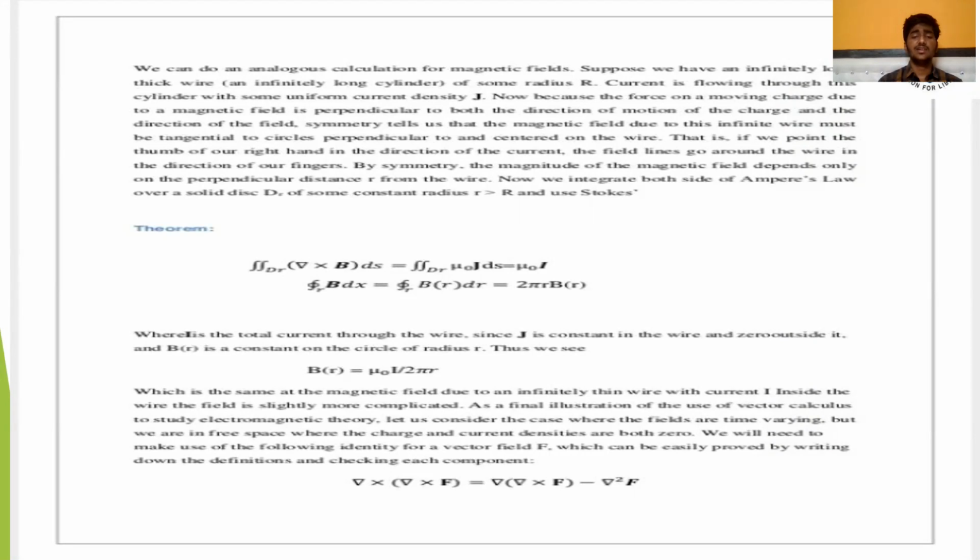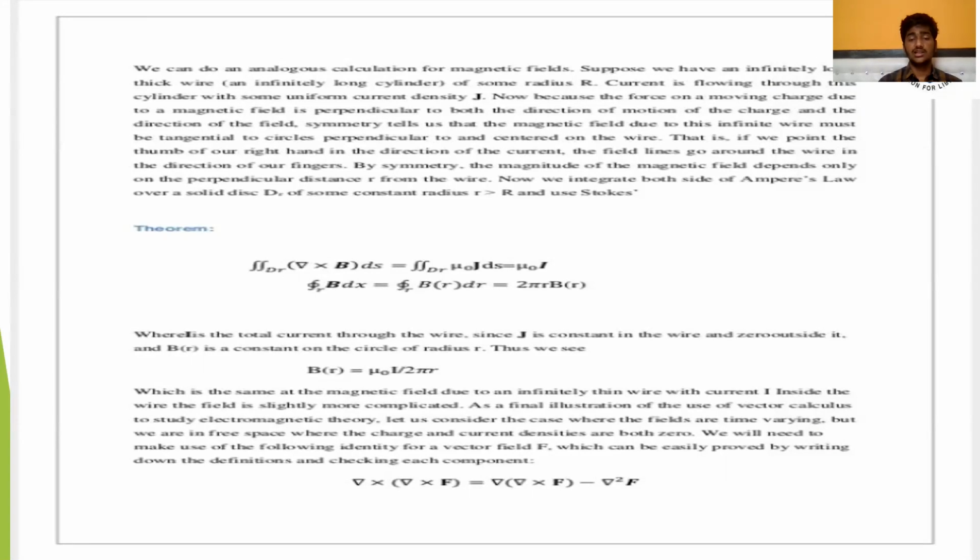It is the same as the magnetic field due to an infinitely thin wire with current I inside the wire. As a final illustration of this use of vector calculus to study electromagnetic theory, let us consider the case where the fields are time varying, but we are in free space where the charge and current densities are both zero. We will need to make use of the following identity for a vector field f, which can be easily proved by writing down the definitions and checking each component.